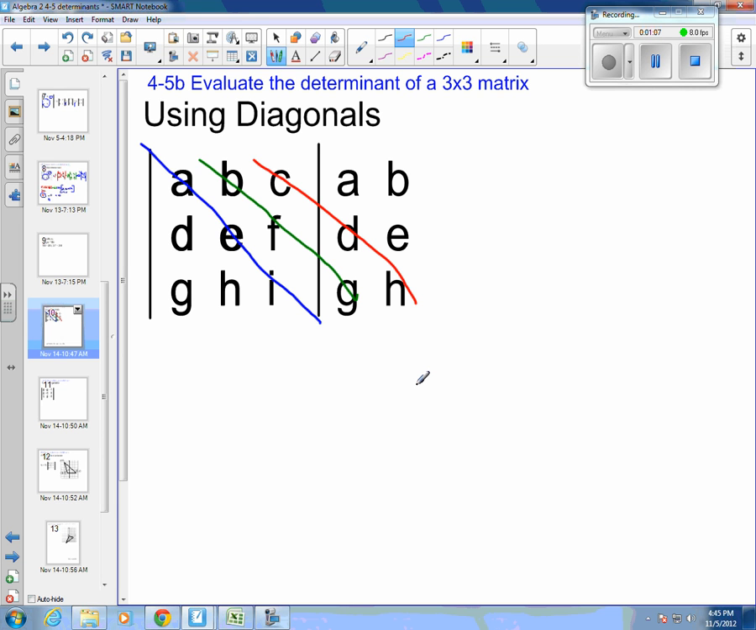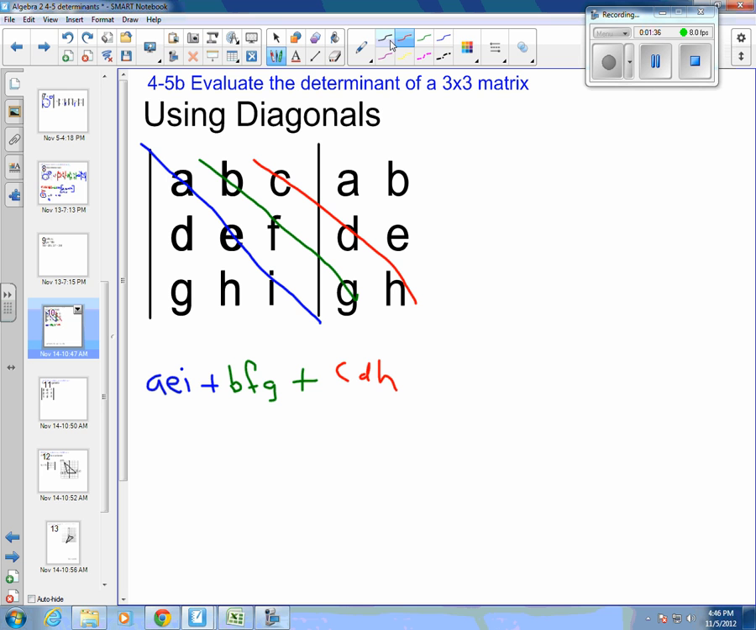What I'm going to do to find the determinant of a 3 by 3 matrix using diagonals is multiply these. I'm going to take A, E, and I and multiply them: A times E times I. And I'm going to add that to B times F times G, that second diagonal. And I'm going to add that to my third diagonal, C times D times H.